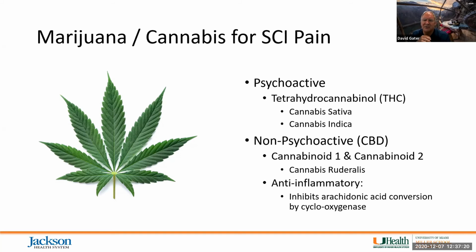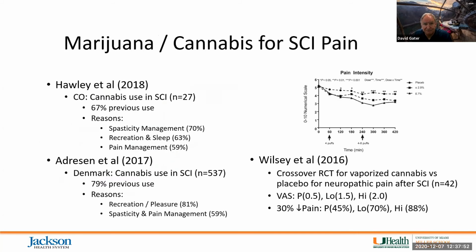There's the psychoactive tetrahydrocannabinol, or THC, and there are two main types for this. And again, this is going to influence a person's sensory perception of things. But then there's the non-psychoactive CBD, cannabinoid receptors. And this is the component that may also have an anti-inflammatory component to it, which inhibits the arachidonic acid conversion by cyclooxygenase. So, 3 studies of note.